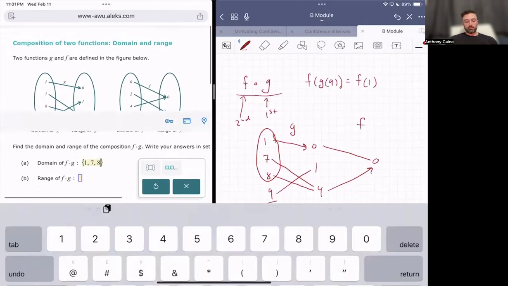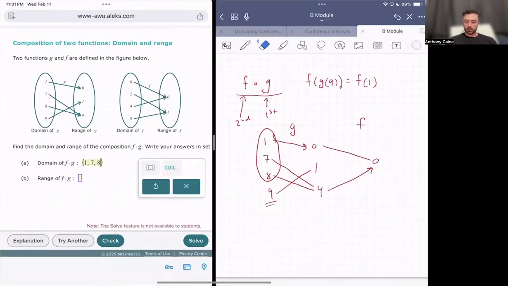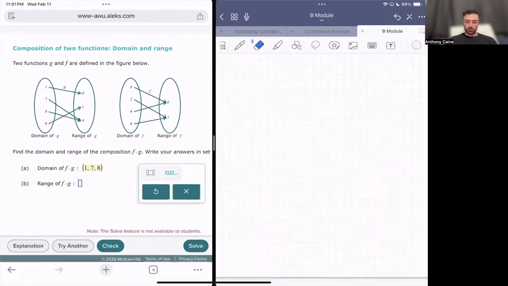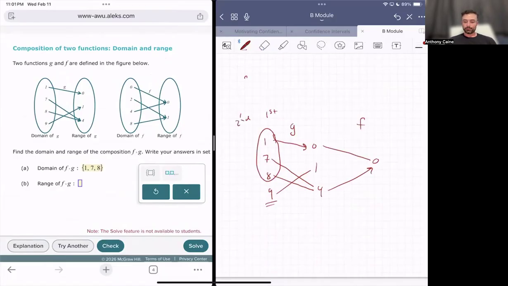Now let's try it the other way around. So now we're going to do g after f, or no, range of, I should have erased that. Let's put this back. The range, okay, so where do we end up? We just end up at 0. That's the only thing in our range.